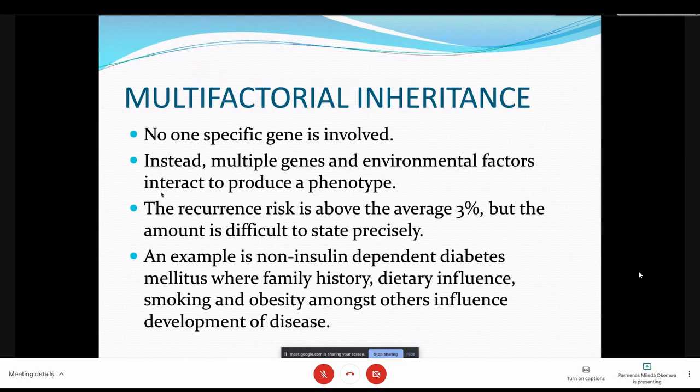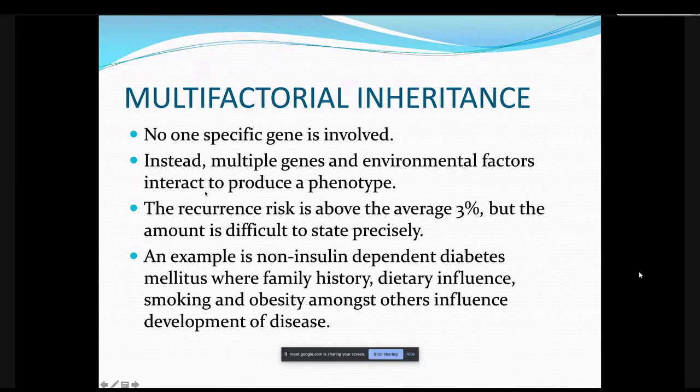For example, diabetes mellitus, the non-insulin dependent diabetes mellitus, where family history, dietary influence, smoking, and obesity, among others, lead to development of disease. So DM has multifactorial inheritance. You could have a genetic disease, but interaction with smoking and obesity will bring up the phenotype of diabetes mellitus.